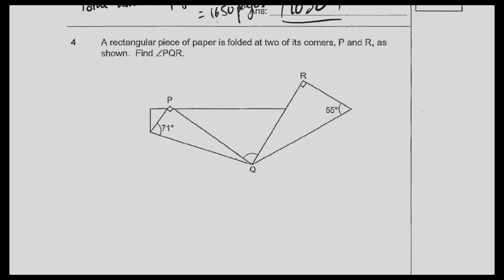Next is an angles question where we want to find the particular angle PQR, which is this angle, and a rectangular piece of paper is folded. So when you encounter this sort of folded paper question, you want to draw how this paper was like at its original state. So this will look something like this.